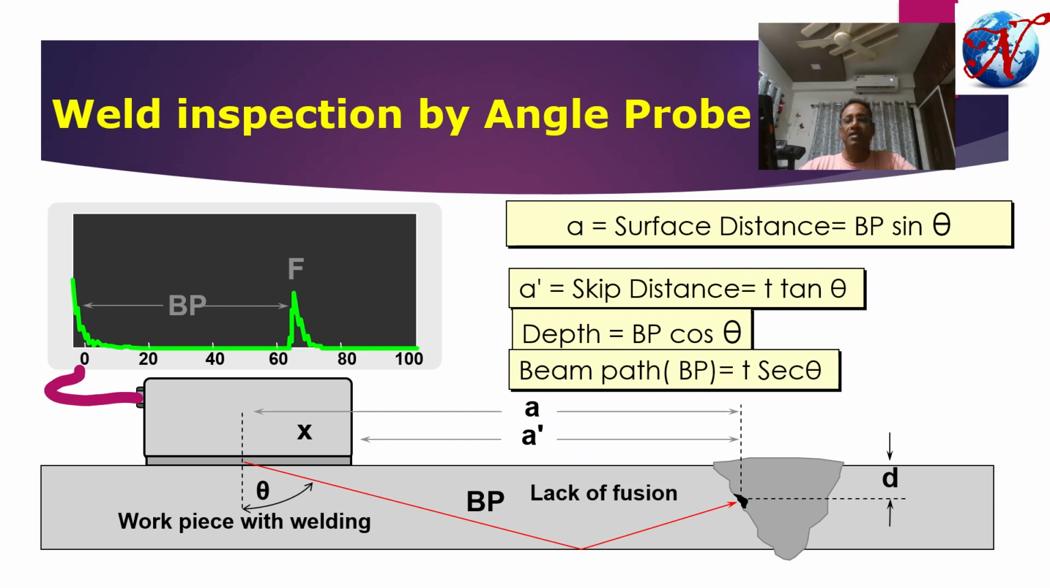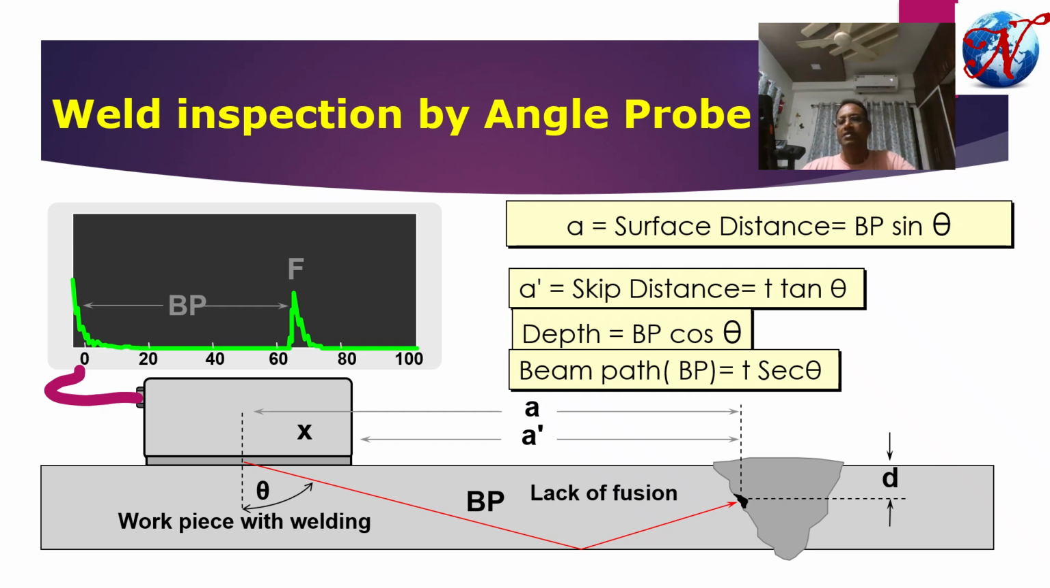The distance from the perpendicular line of the reflection to the center of the probe is known as the surface distance. The distance from the front face of the probe to the central perpendicular line of the reflector is the skip distance. The distance between the probe center, the probe index, to the end of the probe is the X0 value. So surface distance is the summation of skip distance and X0 value. Skip distance we can calculate using the formula T tan theta.